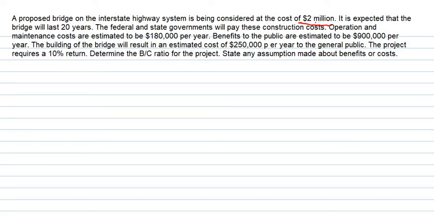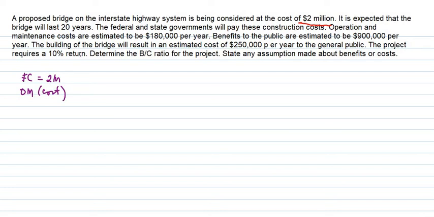So we have to identify first all the given data here. Our target is to determine what are the benefits and costs, because we will take the ratio of that benefit and cost. First, 2 million. We usually use this as our first cost. When we spend something, we make use of the term first cost. So we have here first cost, which is equivalent to 2 million, 2M. And then the bridge is expected to last 20 years, so N is equal to 20. The federal and state governments will pay this construction cost. Operation and maintenance cost, so this is cost.